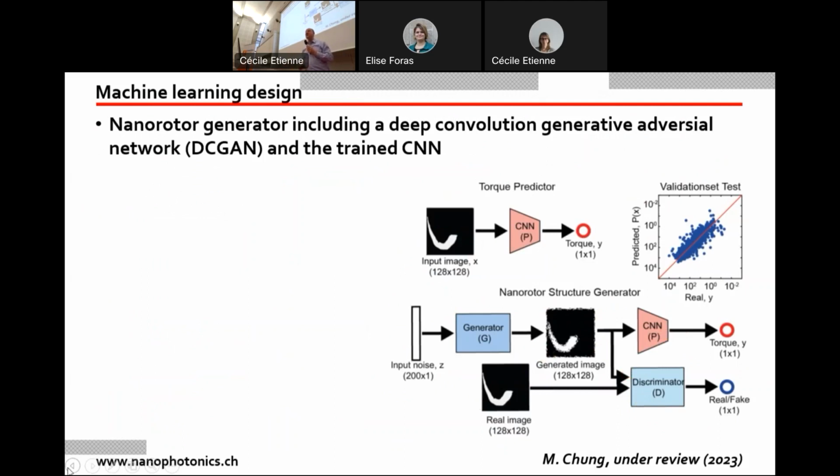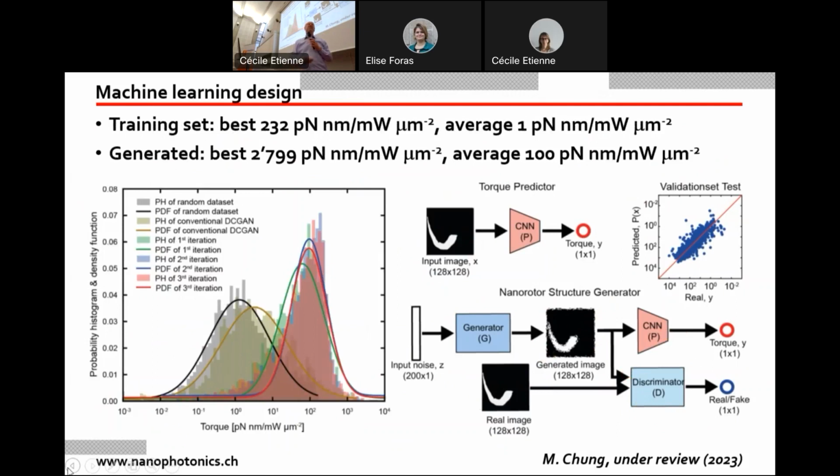And this is where I was really surprised, because it turns out that indeed it could find better geometries. So in black here we have the original geometries with the original torque that we had in our training set, which basically have an average torque of 1 piconewton nanometer. And this is after a certain number of generations what was produced by the deep learning network. And you see that we have an increase for the average value of about a factor of 100. So it is able to make nanostructures that have 100 times stronger torque.